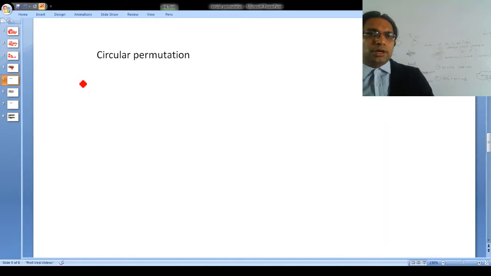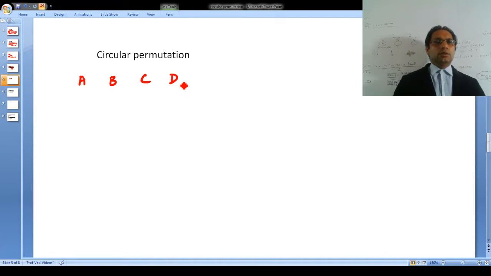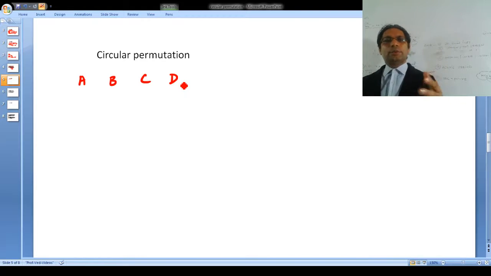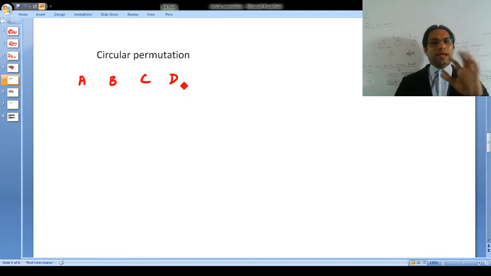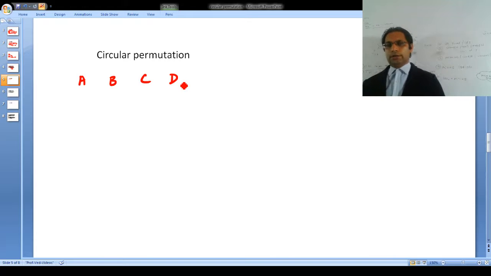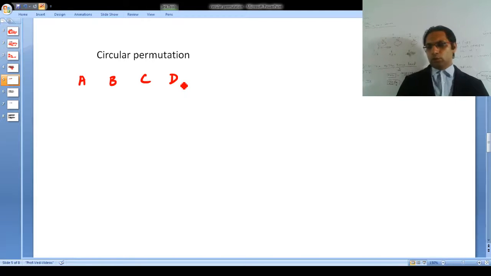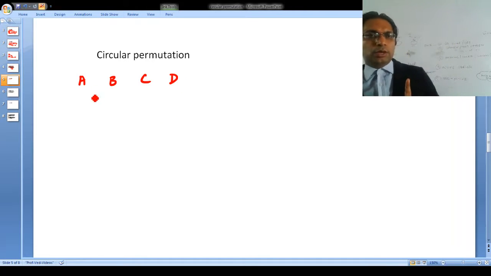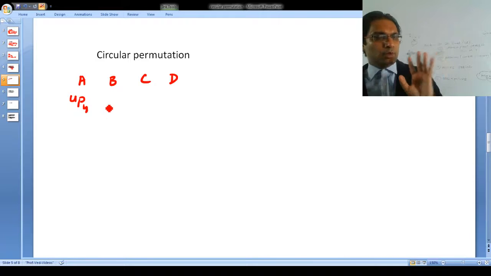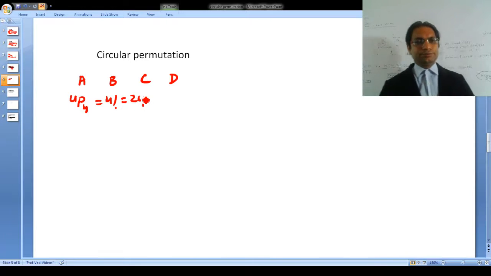Let us say you have this example where you have to select 4 letters and make 4-letter words, as many as you can make. In normal permutation, you know the formula. You will say I have 4 and I have to arrange 4 at a time. How many ways can I arrange? 4P4, which is 4 factorial, is equal to 24.